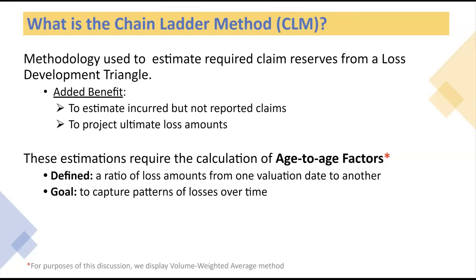The chain ladder method, or CLM, is a very popular technique to construct runoff triangles of loss development. We compare accumulated total claims amounts over a given period of time, in this case one accident year, then multiply those sums with the age-to-age factor used to capture patterns of losses over time.